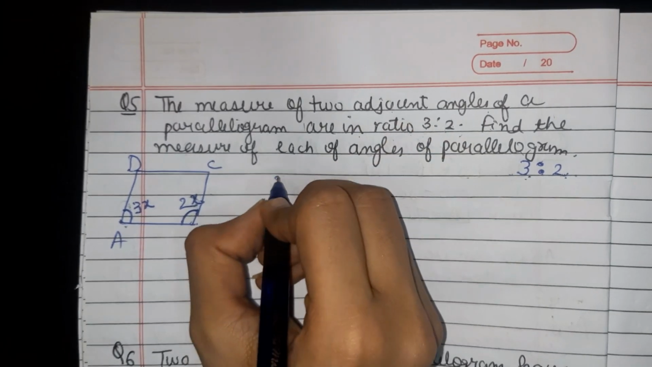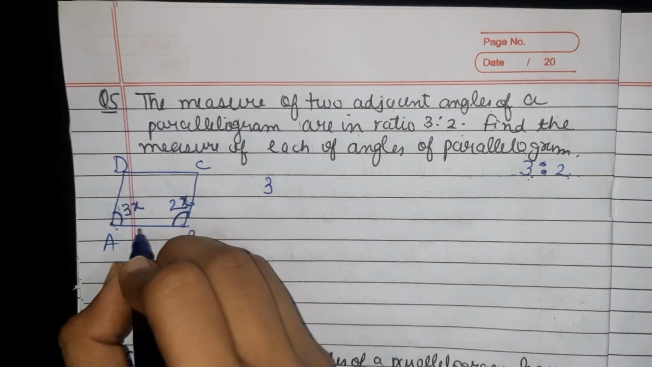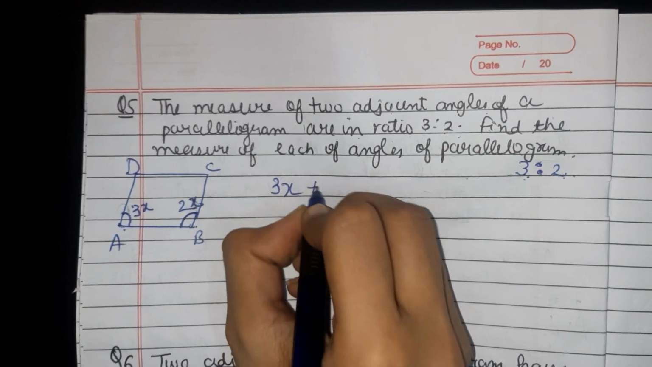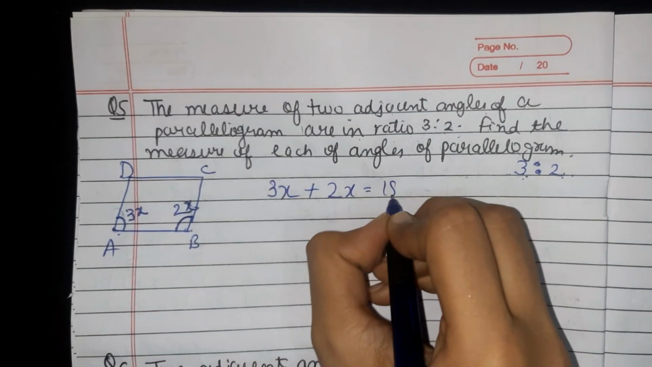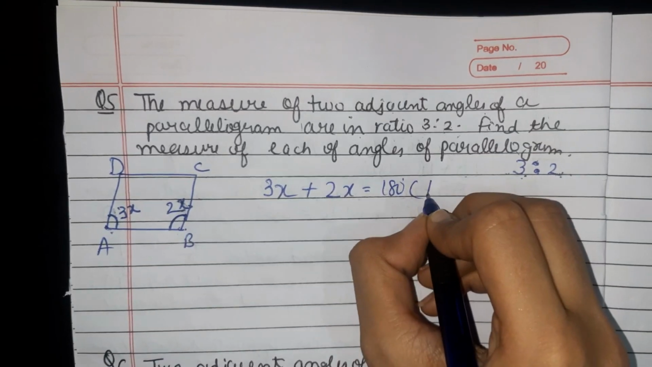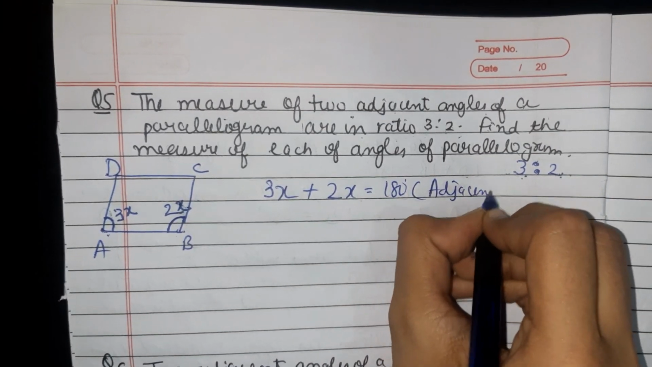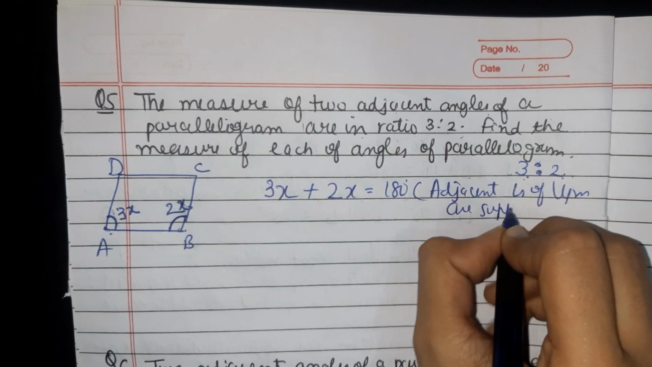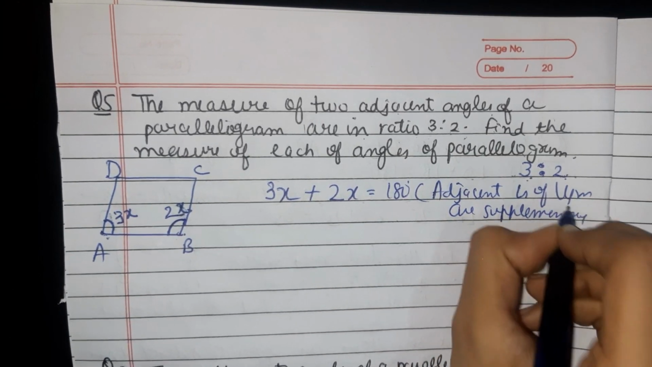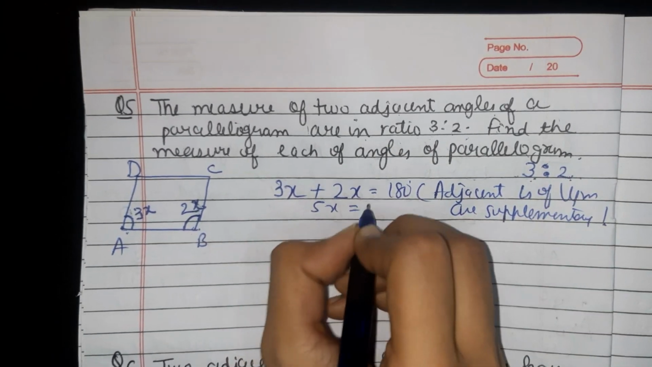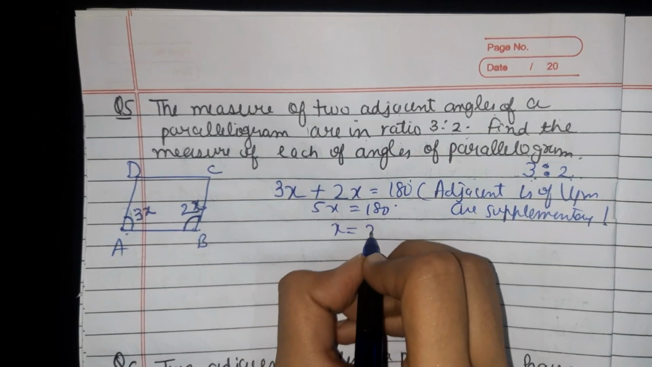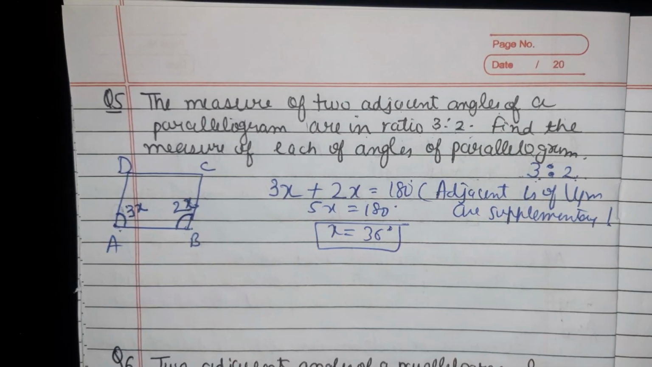So angle A is 3x and angle B will be 2x. And we know the property that the sum of adjacent angles of the parallelogram is supplementary. So 3x plus 2x is equal to 180 degrees, because the adjacent angles of the parallelogram are supplementary. So 5x is equal to 180 degrees. So x is equal to 36 degrees.